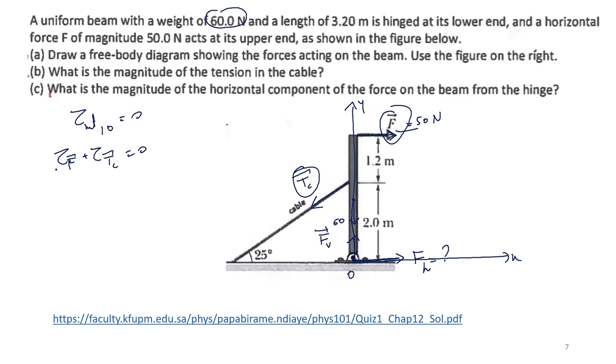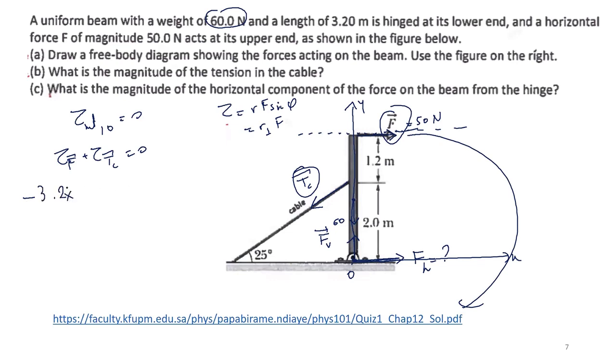So now what is the torque of F? Torque is R F sine phi, or R perpendicular F. I will use R perpendicular F for this one. I will draw the line of action for the force, and look at the perpendicular distance between O and the line of action. The torque of the force will be negative, because it will make my object rotate in the negative direction. So I'll have minus R perpendicular, which is 3.2, multiplied by F, which is 50 Newton.